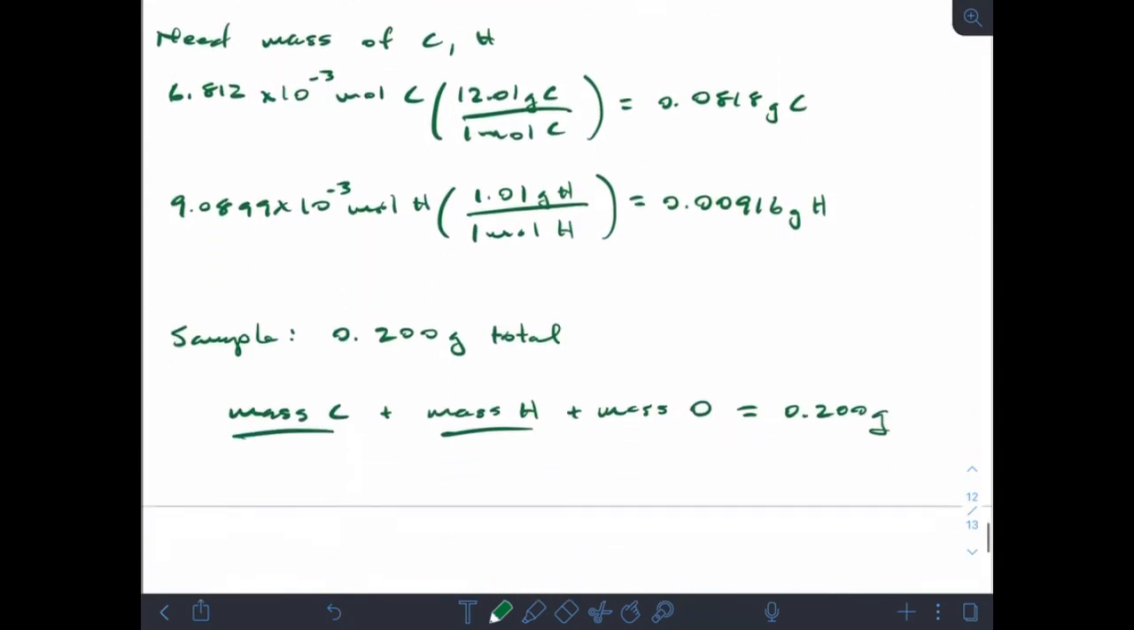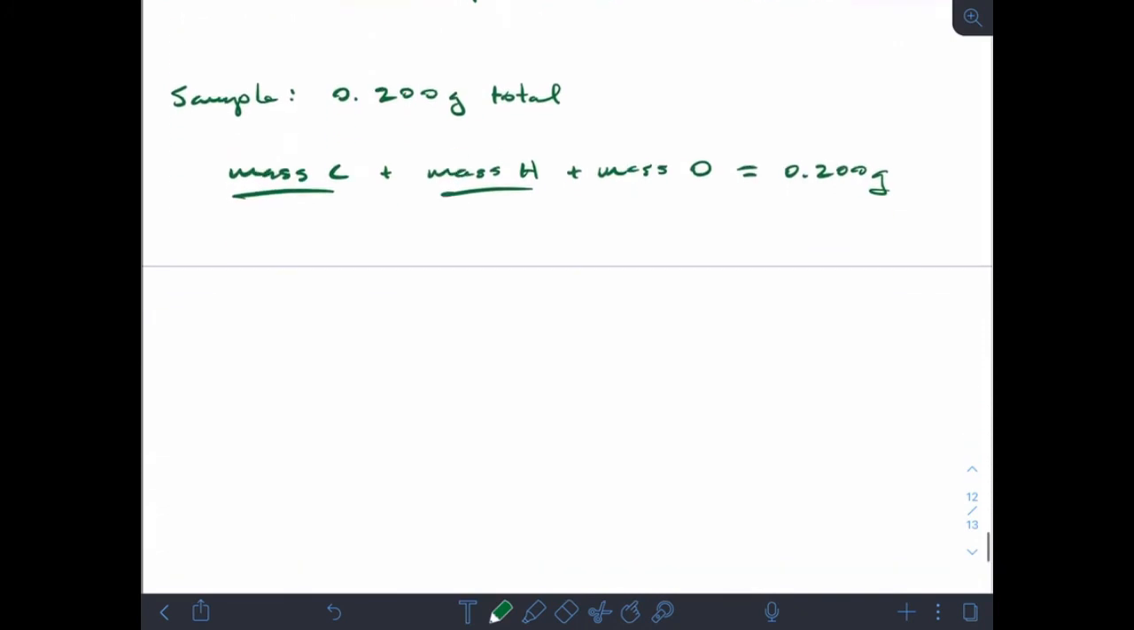Let's come way back down here. And we find that with our carbon we have 0.0818 grams and our hydrogen 0.00916 grams. And so our mass of oxygen comes out to be 0.109 grams.